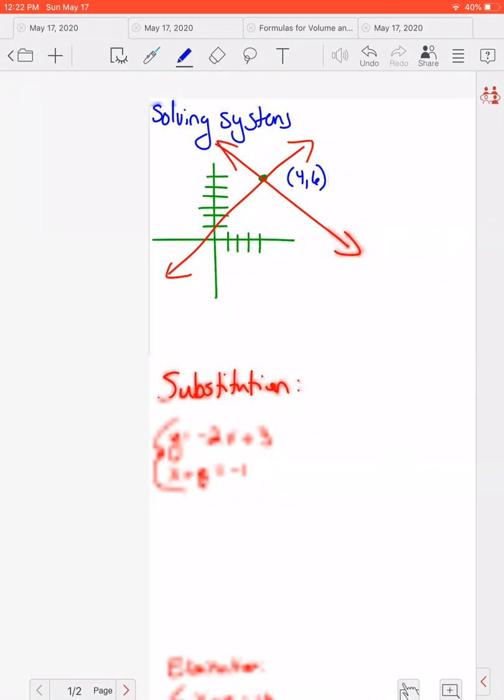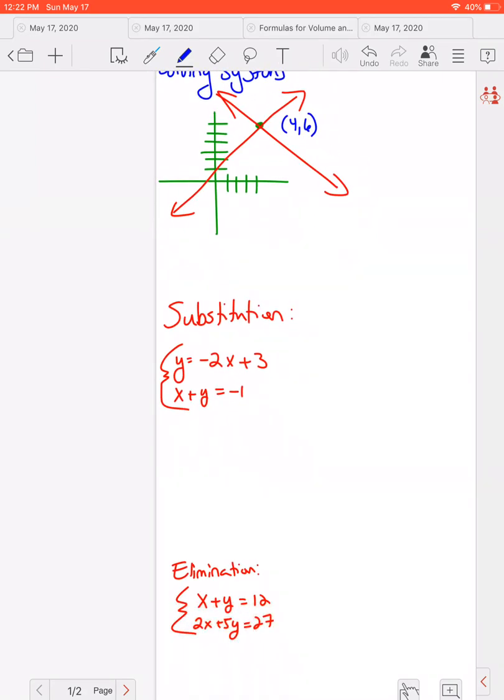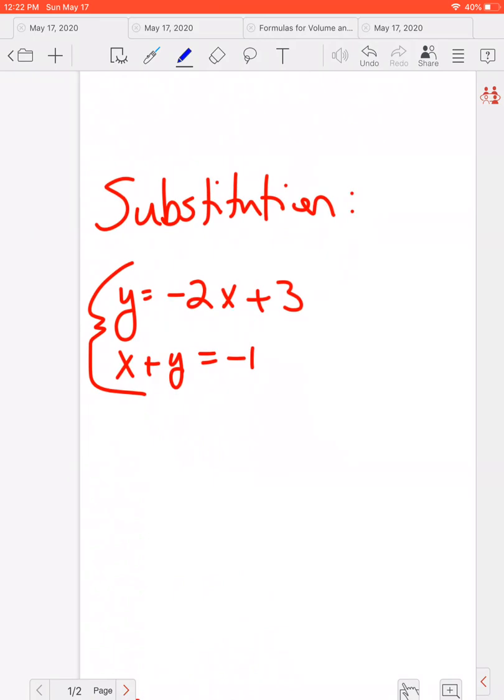Let's talk about the different ways we can solve a system because we don't always want to graph them, especially if our point is not a perfect (4, 6). Maybe it's (4.23, 6.53). No one wants to try and figure that out from a graph, and it's not as exact. So remember, you can choose any of these ways to solve it. You don't have to do substitution every time. You don't have to do elimination every time. You can mix them or you can choose one. It doesn't matter.